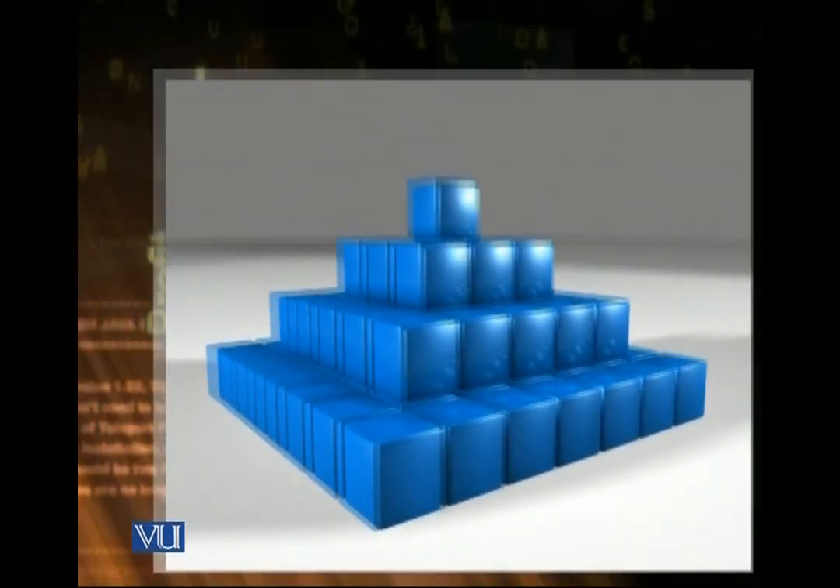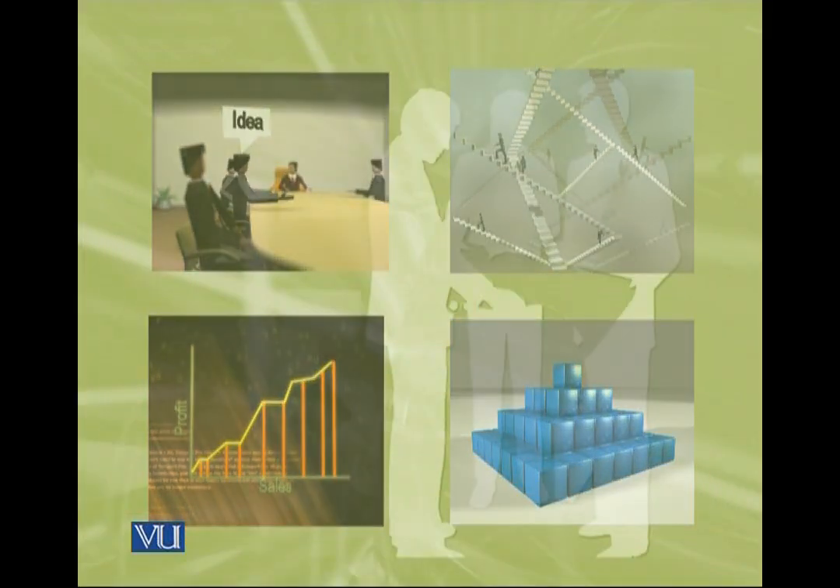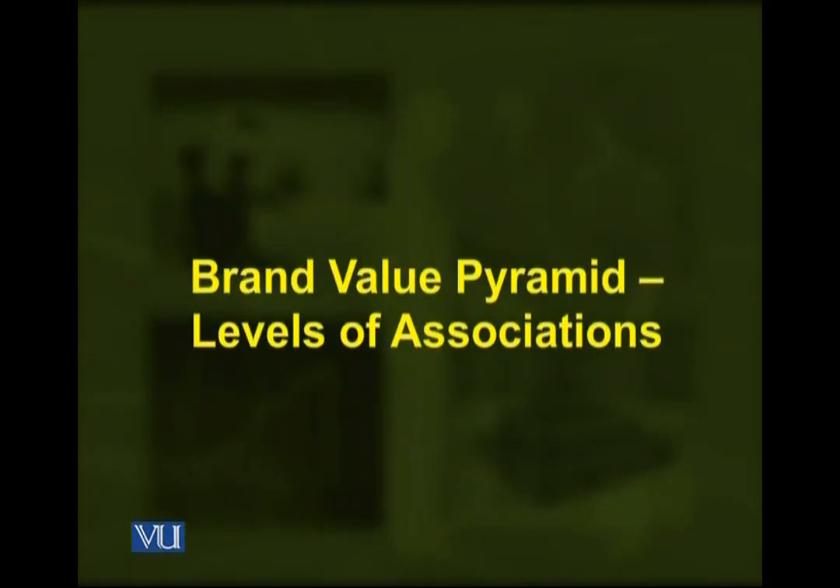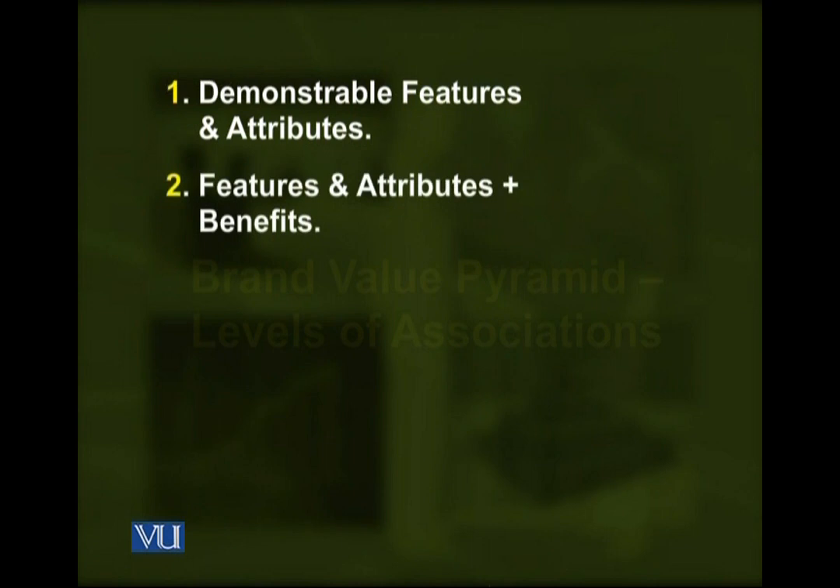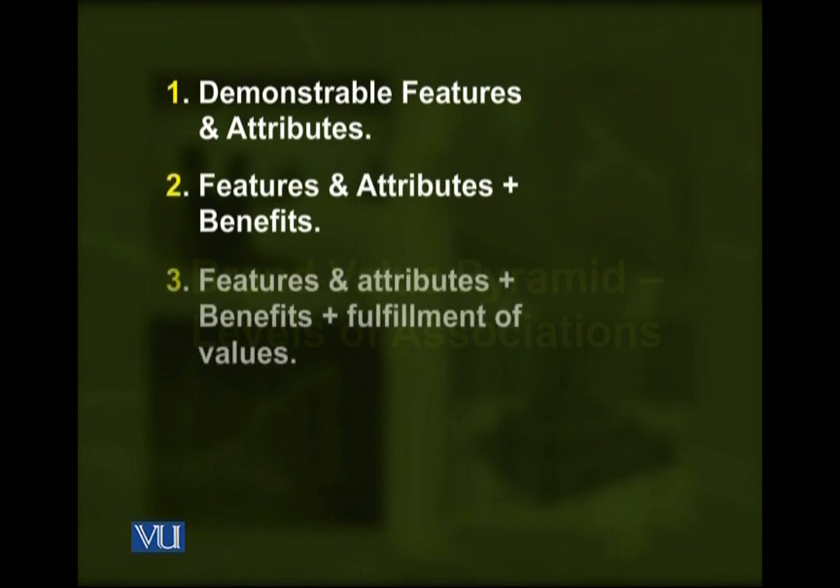This can be explained with the help of another illustration, graphically, for you to know what are these levels of associations all about. As you can see from this slide, the level one can be summarized as demonstrable features and attributes. Number two is features and attributes plus benefits. And number three, features and attributes plus benefits plus fulfillment of values.